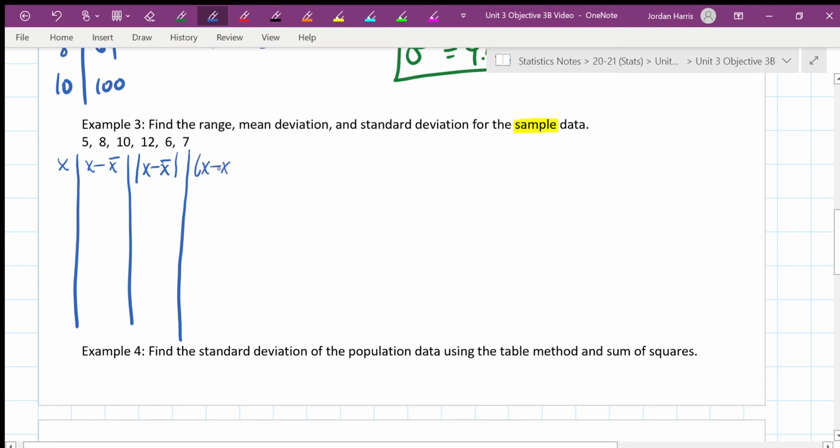And this time I'm actually going to use the old method because you find the mean already. Might as well use it. And I have to find the mean to be able to find the mean deviation. So 5, 8, 10, 12, 6, and 7. I'm going to find my mean over here.